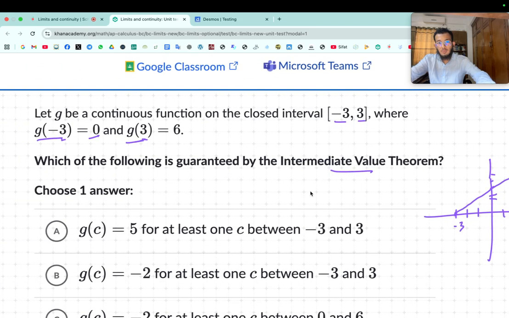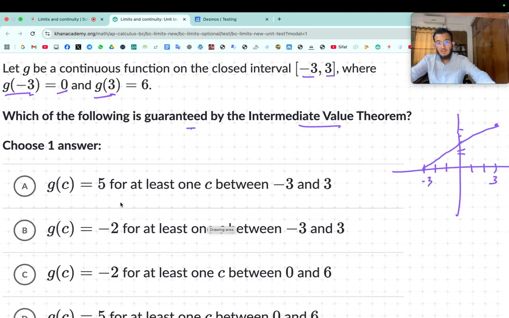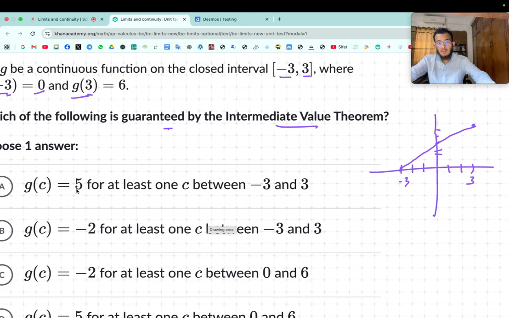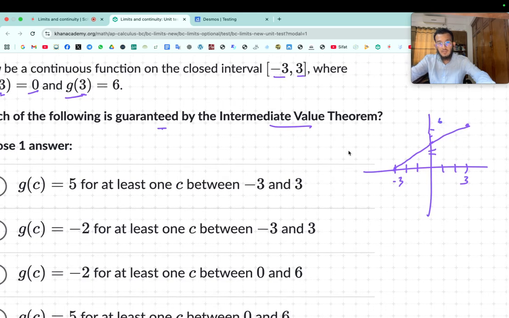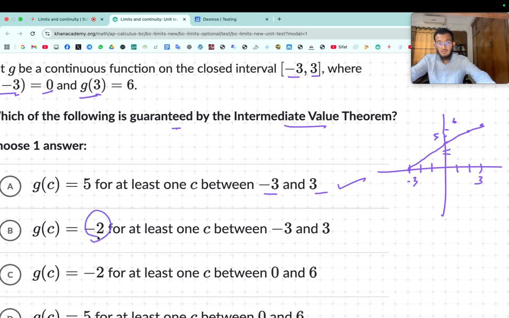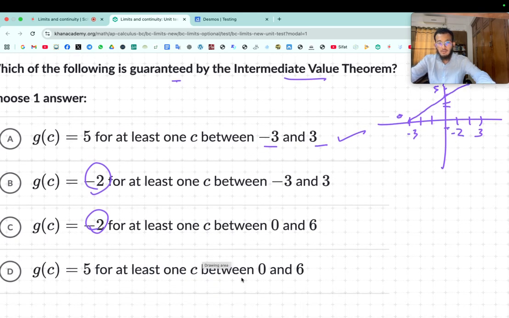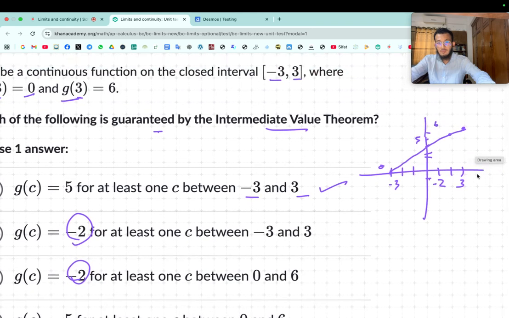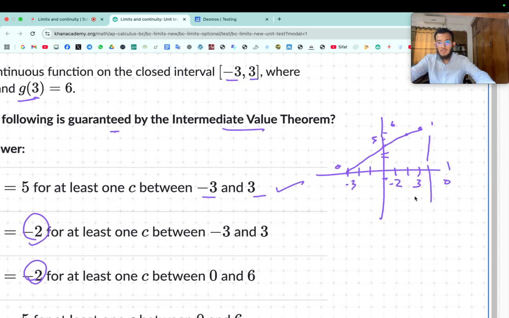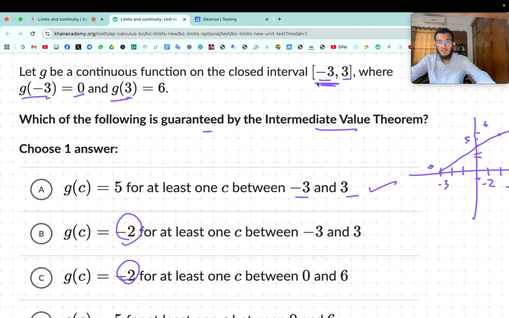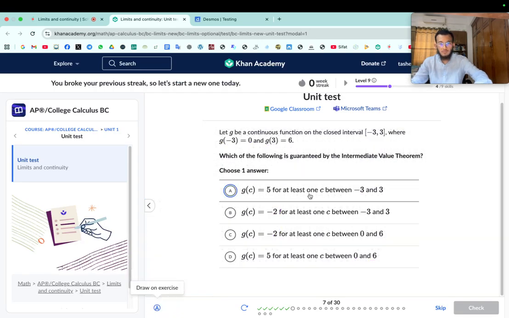Which of the following is guaranteed by the intermediate value theorem? If this is 6, then between negative 3 and 3 it must cross 5 for some value because it is continuous. So this is true. Must it cross negative 2? No, this is not true, because it started from 0, so it doesn't necessarily have to go to negative 2. It's not guaranteed. And from 0 to 6? No, if you go to 6, then you're going outside of this range. They have confirmed that it is continuous from negative 3 to 3. So that's why A is our answer for this one.